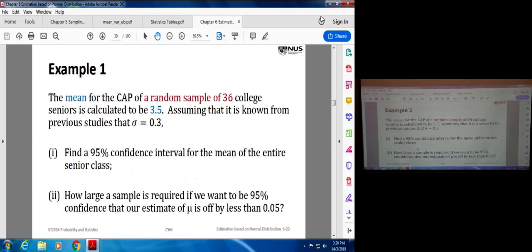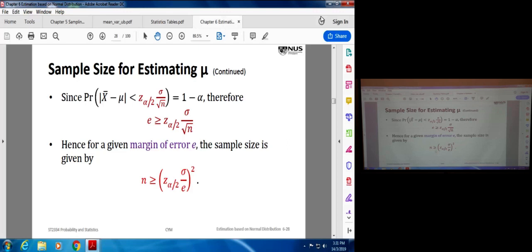Now example 2. This is the idea that I want to determine my sample size in order to achieve a pre-specified error on my associated estimator of the sample mean. I want to know how large a sample is required if we want 95% confidence that our estimate of mu is off by less than 0.05. So here the value of E is 0.05, and we're going to plug in 0.05 here.